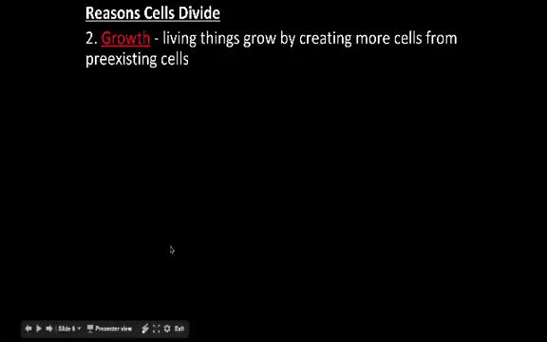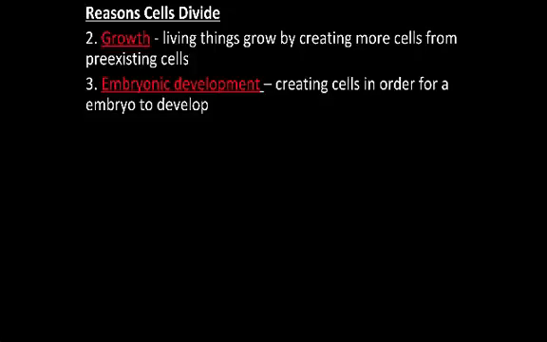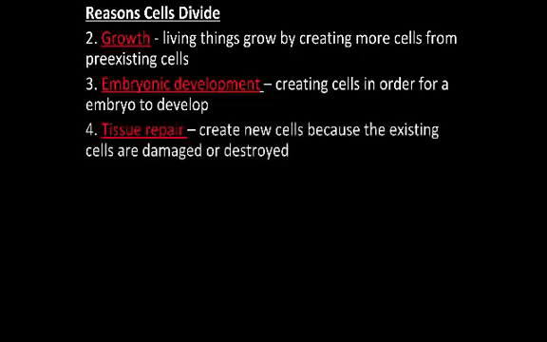Some other reasons cells divide, we'll go through these quickly. Growth is an important one. Living things grow by creating more cells from pre-existing cells. That's cell theory, and it's really important that cells are able to do that. Embryonic development: creating cells in order for an embryo to grow. Embryos grow at an extremely fast rate. A fertilized egg creates cells very quickly to develop new tissues and structures.